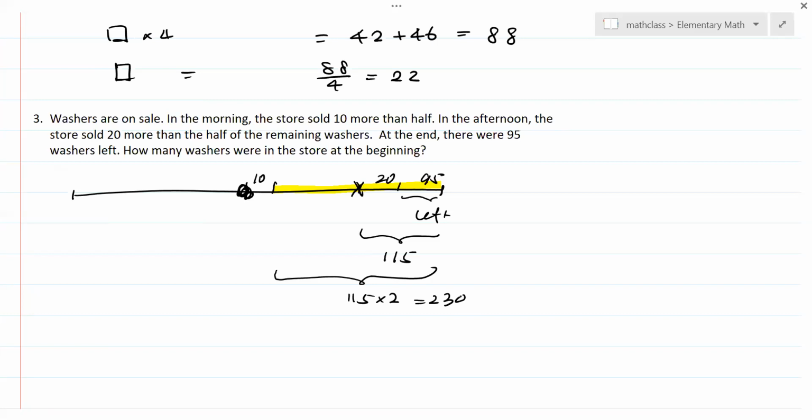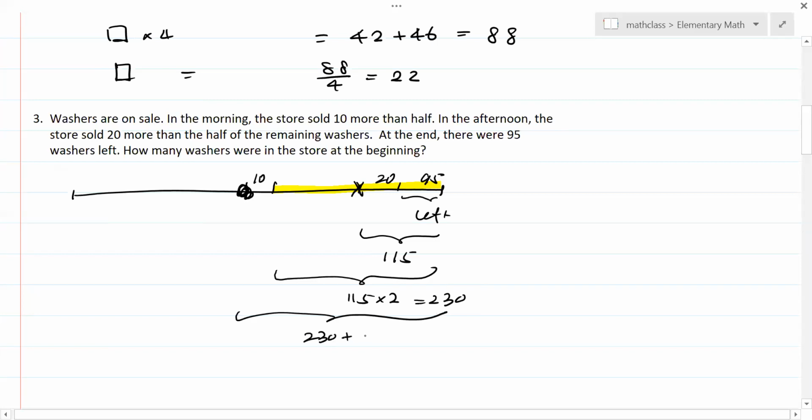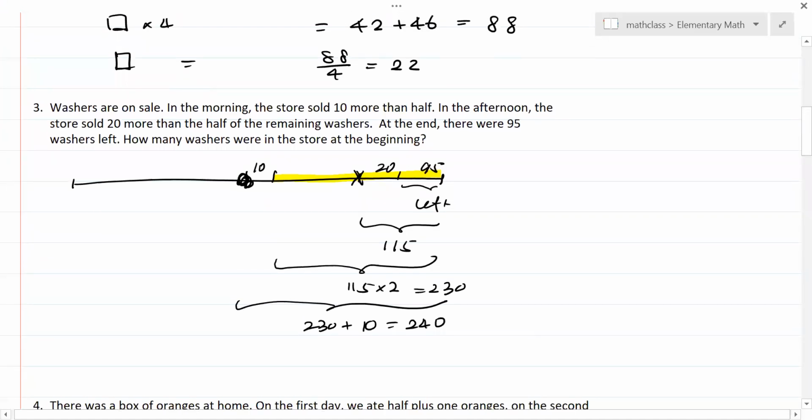And then you're going to add 10, so half of the original. That's 10, so that is going to be 240. This is half of the original. The final answer is going to be 240 times 2, so you double it. So this picture clearly shows you how to get the original amount of the washers. So the answer is 240 times 2. It's 480 washers.